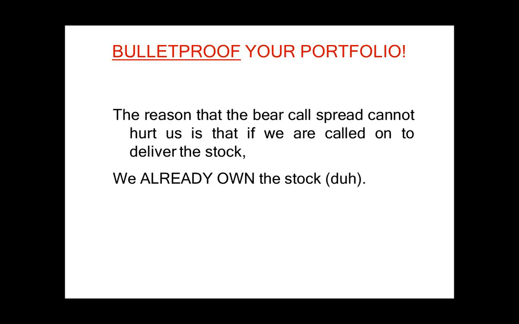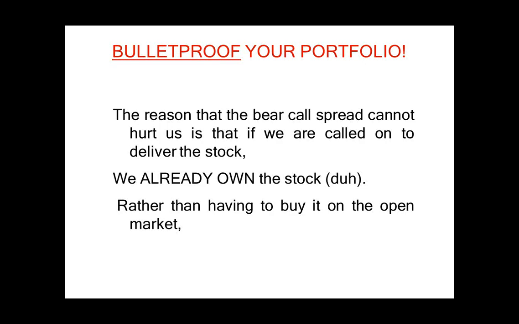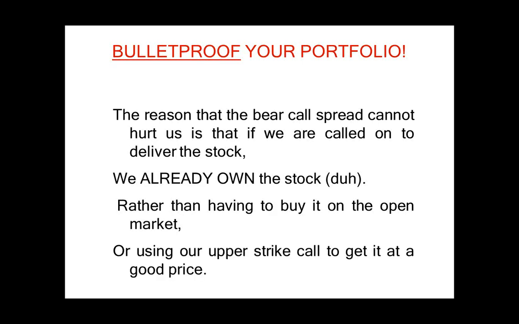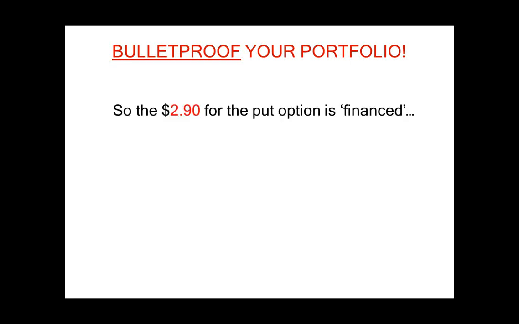If you own stock plus a put, and you add a bear call spread in the right way, you've got to do it according to the right parameters. If you do it the right way, you're not adding risk to the position. You already own the stock. So rather than having to buy that stock on the open market to satisfy your short call, or rather than using your upper strike call to get it at a good price, you've already got it on hand. Most of the risk, or all of the risk, can be gone, just depending on your cost basis.